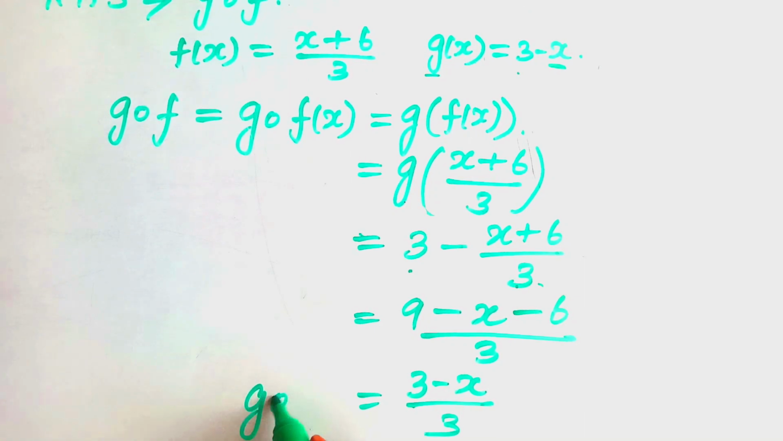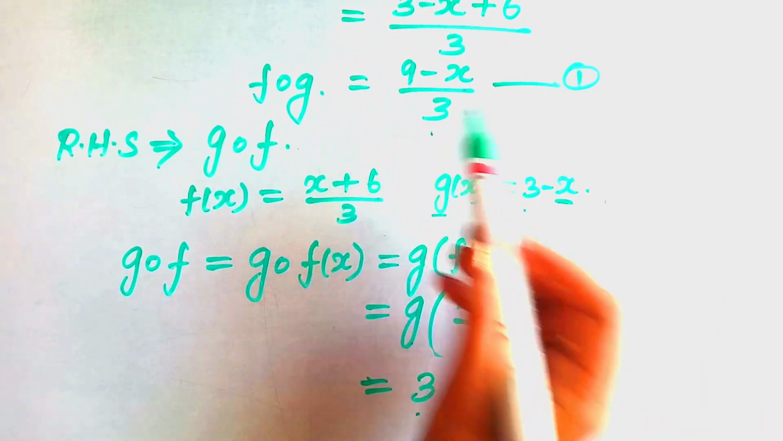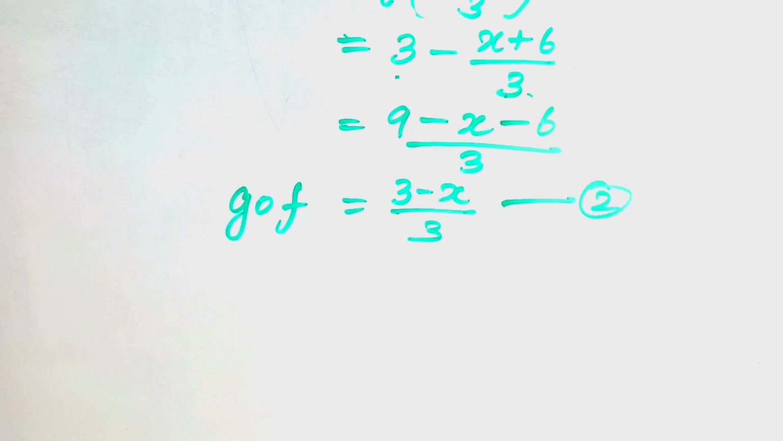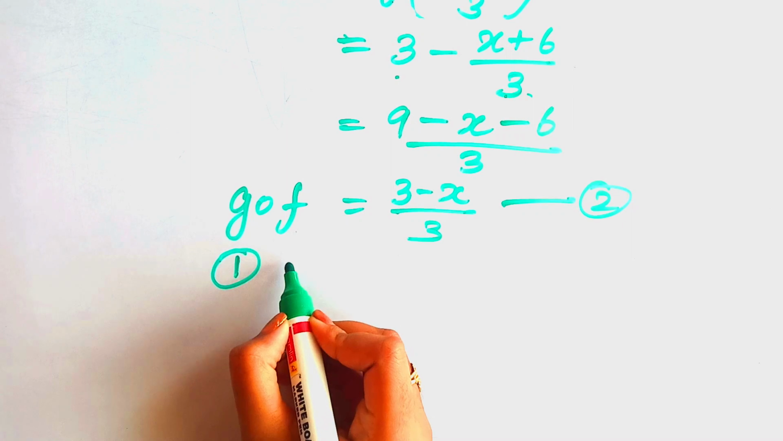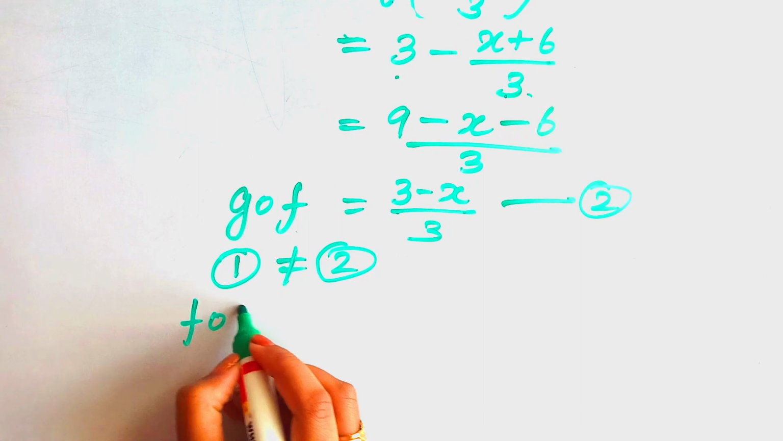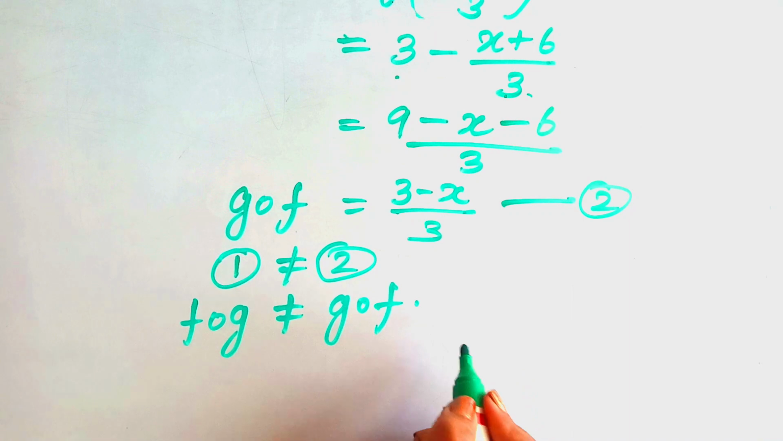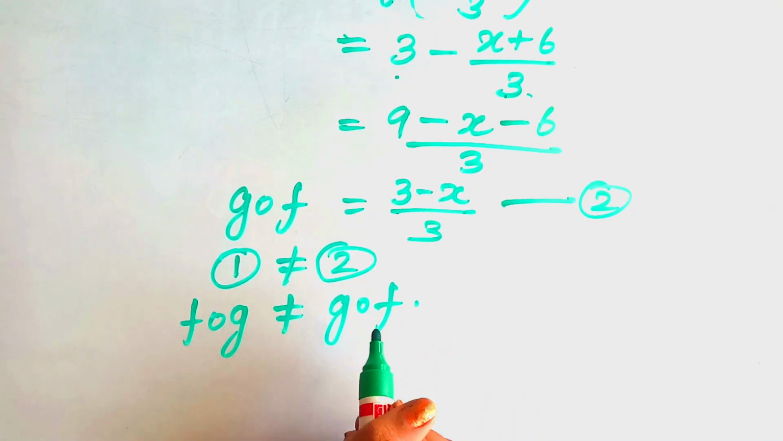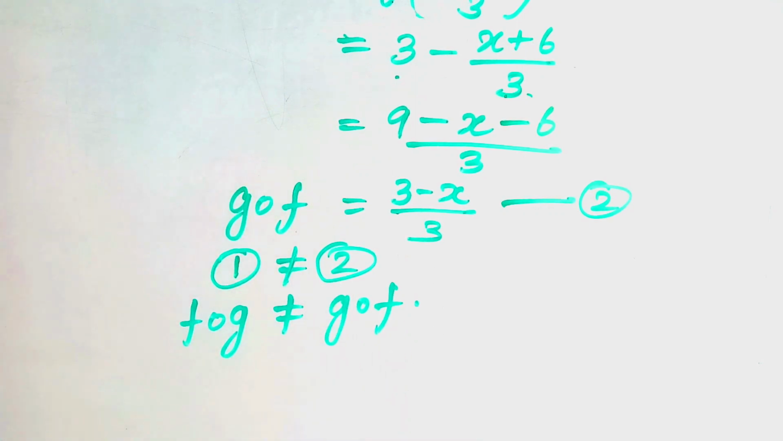So this is our equation of g dot f. Let's take this as our second equation. What's our first equation? (9 minus x) divided by 3, and our second equation is (3 minus x) divided by 3. So these both are not equal, so you have to write that the first equation is not equal to the second equation, that is f dot g is not equal to g dot f. Hence by our question we have checked whether f dot g is equal to g dot f or not. Now we have proved that these both are not equal.